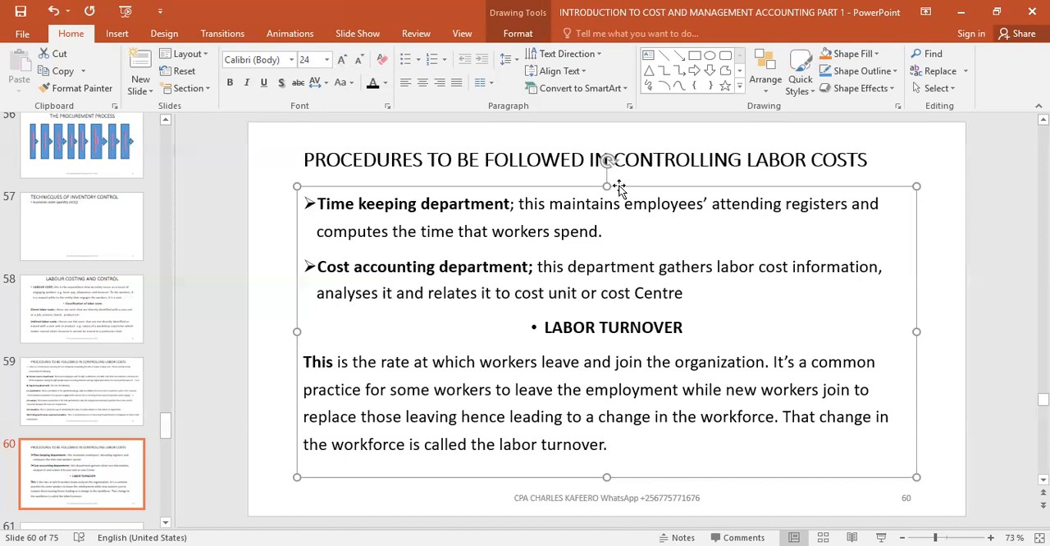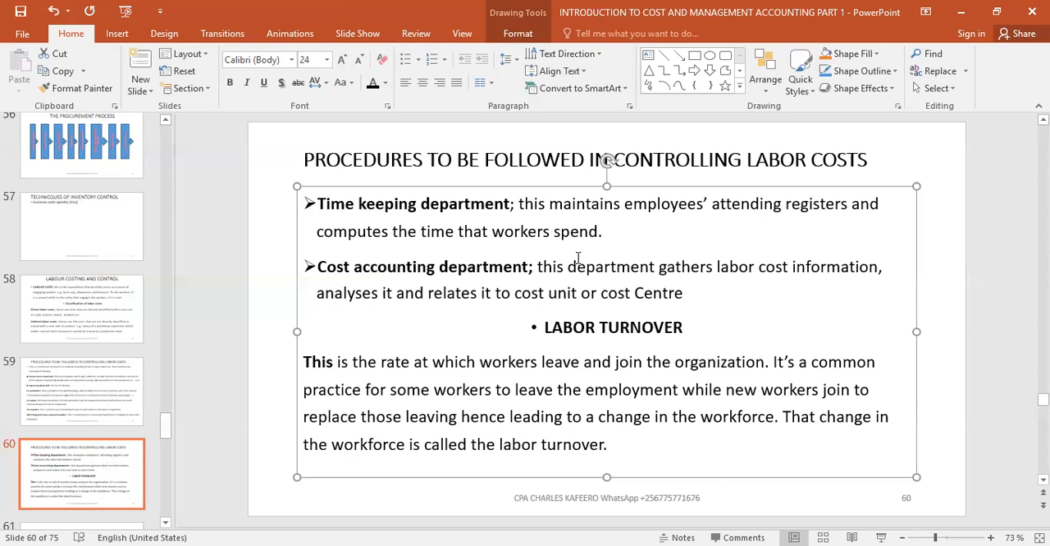Someone comes to work late and the other person comes late and leaves early. So we try to exclude that. So the timekeeping department maintains employees' attendance registers and computes the time that workers spend at the organization. The last one we can talk about as far as controlling cost is concerned is the cost accounting department.